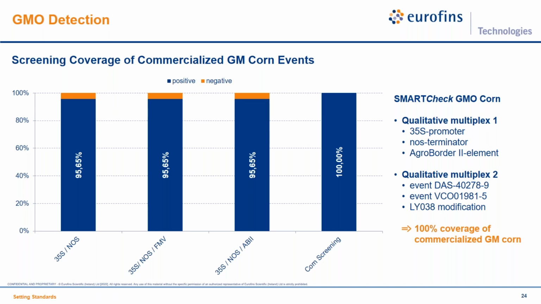So you may ask at this point, why do we recommend a triplex with 35S, NOS and AgriBorder 2 when you don't need AgriBorder 2 for corn? A 35S NOS duplex would be enough, and we offer this. However, I will show you in the next slide why the 35S NOS AgriBorder 2 could be an advantage for the lab. Until now, we were talking about pure sample types, but GMO testing laboratories frequently have mixed sample types with soybean and corn or other species.